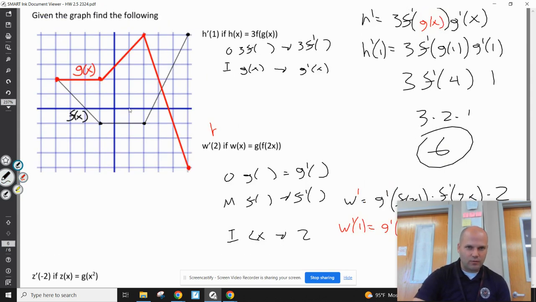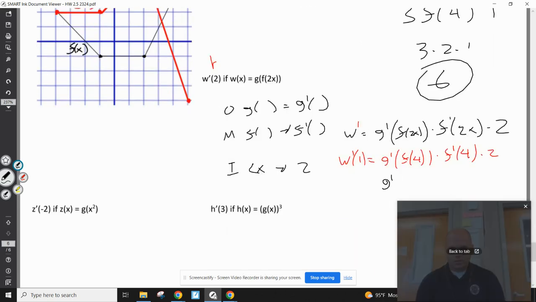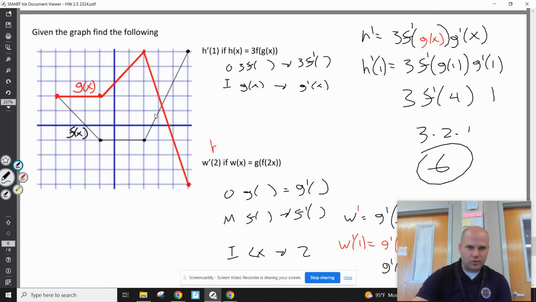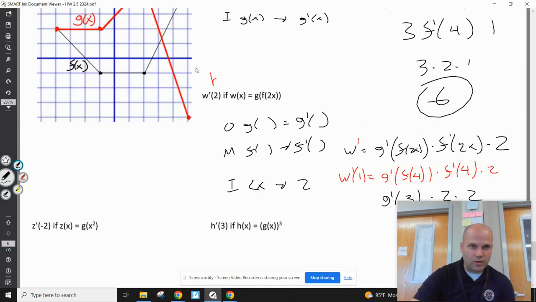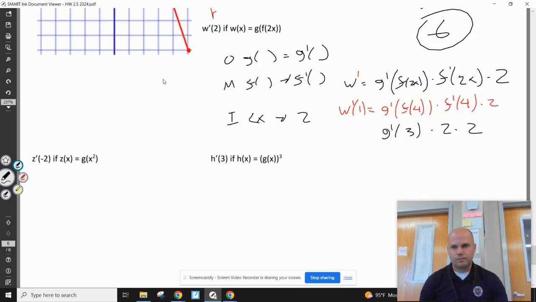F is the black one of 4. 1, 2, 3, 4. 1, 2, 3 is 3. F of 4 is 3. G prime of 3. F prime of 4 we found was positive 2. The slope of this line segment is 2. That's the slope of the tangent. G prime of 3, 1, 2, 3. Slope of g down 1, 2, 3 over 1. Negative 3 times 2 times 2 is 4, negative 12.